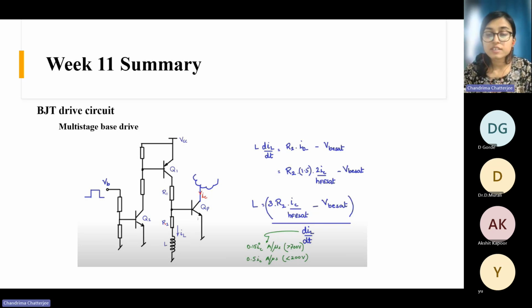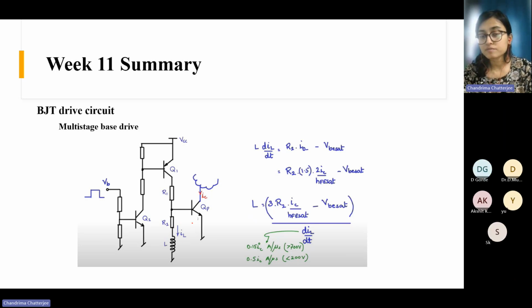So here there is this. This is again a multi-stage circuit, and here you see, along with the R2 there is an inductor, right? The inductor here is present to make the turn off transition faster.